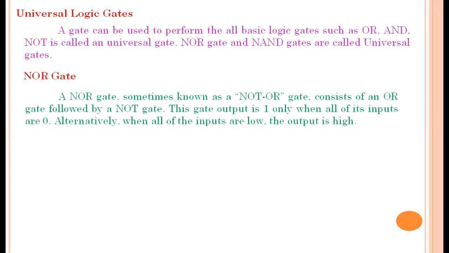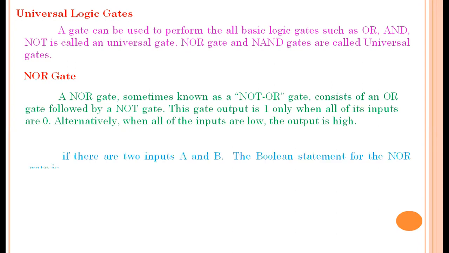The NOR gate has one output and two or more inputs, and it is a combination of NOT and OR. It is nothing but the OR gate followed by a NOT gate. The principle behind this NOR gate is that the output is 1 only when all the inputs are 0. That is, if all the inputs are low, the 0 position, the output is high, the 1 position.